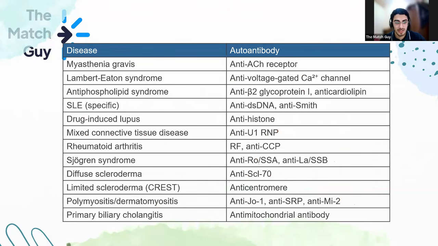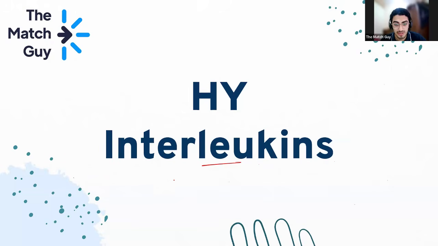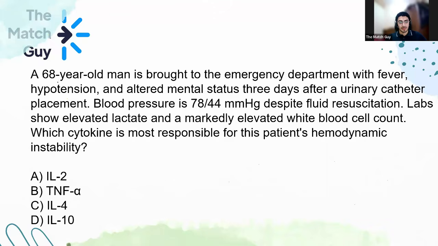All right, so these are the tables for the autoantibodies that we mentioned today. Now let's go on and finish our session with the high-yield interleukins. Let's start with this question. A 68-year-old man is brought to the emergency department with fever, hypotension, and altered mental status. Blood pressure is super low. And we have elevated lactate and white blood cells. Which cytokine is most responsible for this patient's hemodynamic instability?